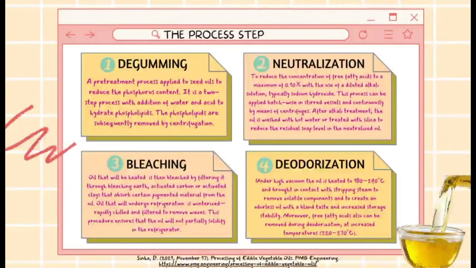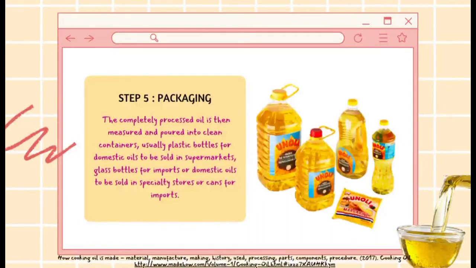Here you can see the process step of refining that consists of degumming, neutralization, bleaching, and deodorization. The final step is packaging. The completely processed oil is then measured and poured into clean containers, usually plastic bottles for domestic oils to be sold in supermarkets, glass bottles for imports or domestic oils to be sold in specialty stores, or cans for imports.